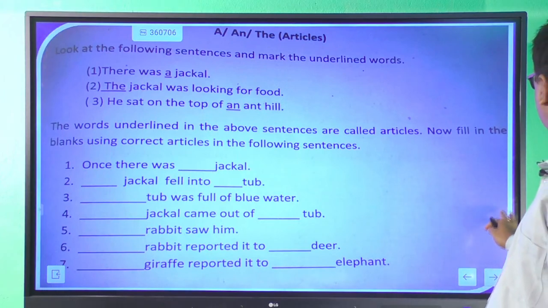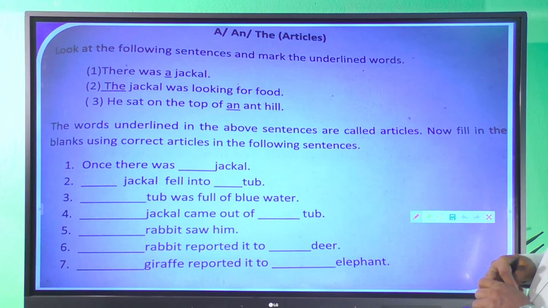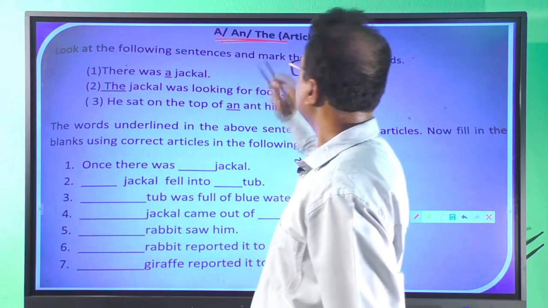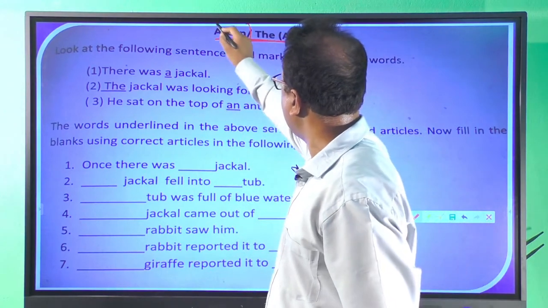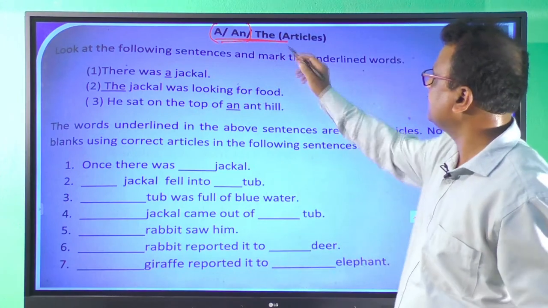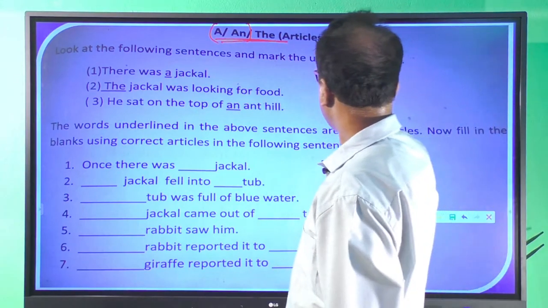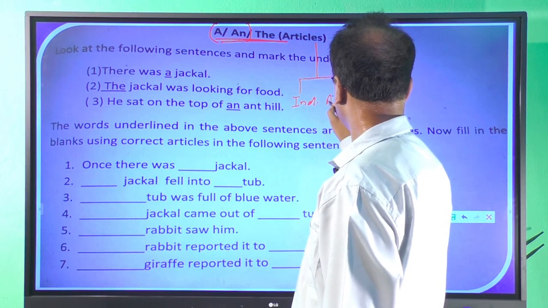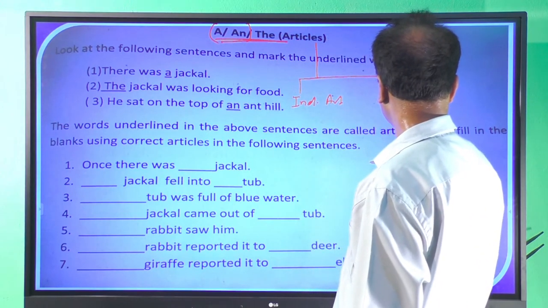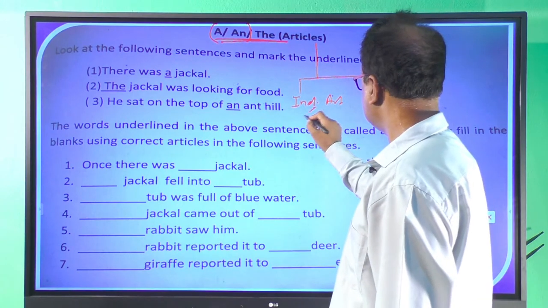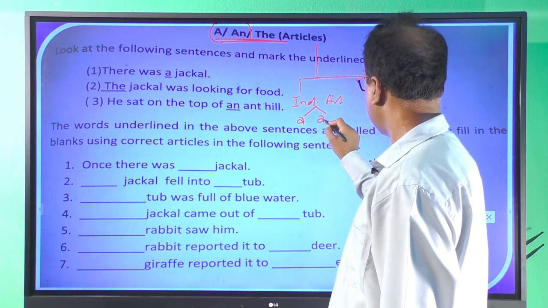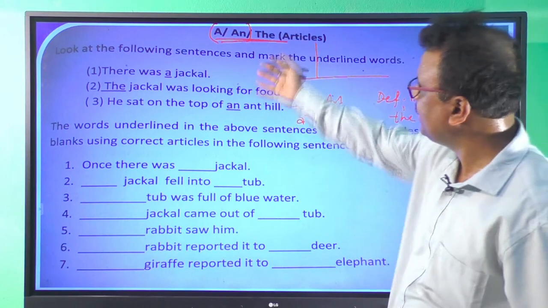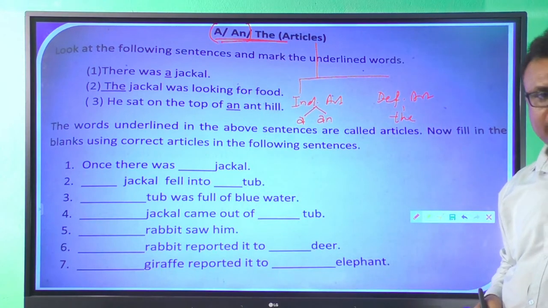Now another important part, that is your articles. Okay, they are called articles, and in English there are two types of articles. One is a and an, they are called indefinite articles, and the other is the definite article. If we divide articles, there are two types, one is indefinite articles and another is definite articles. Indefinite articles again are of two types, a and an. Definite is the. Okay, and here we have to fill in where to use a and where to use an.